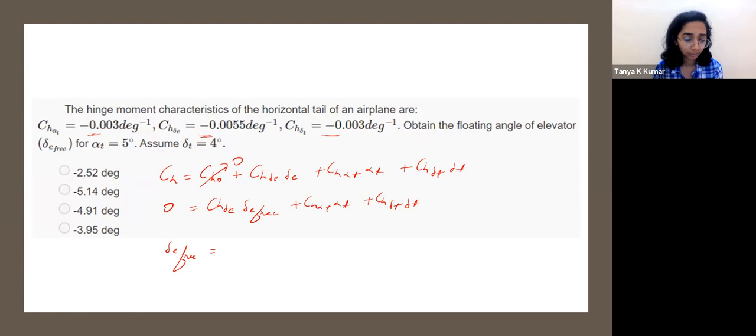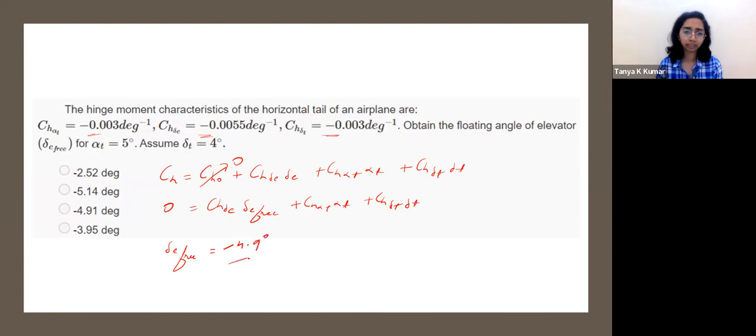CH alpha tail is 0.003 into alpha tail is 5 plus CH delta tail is 0.003 into 4, divided by CH delta E is minus 0.0055. It's minus 0.49, correct?